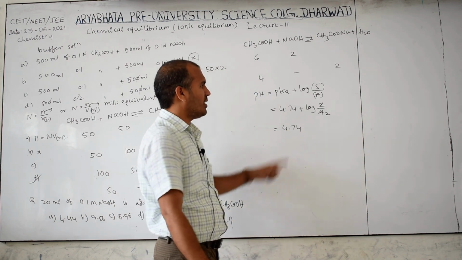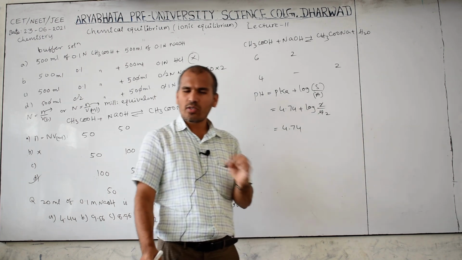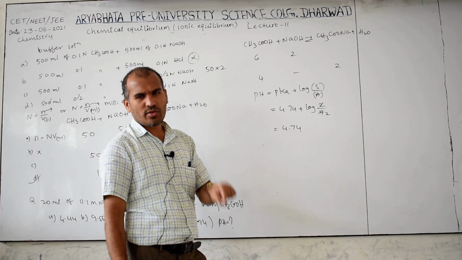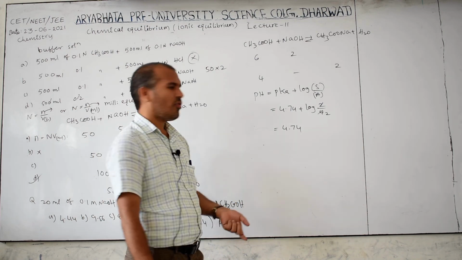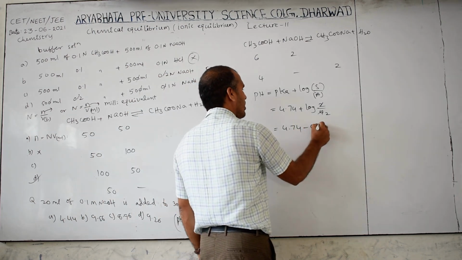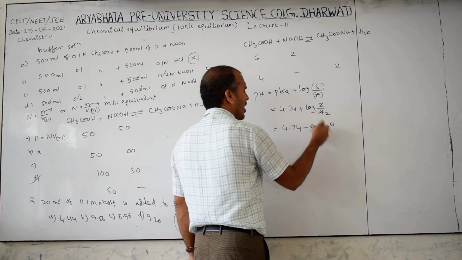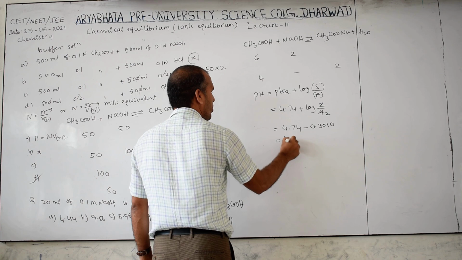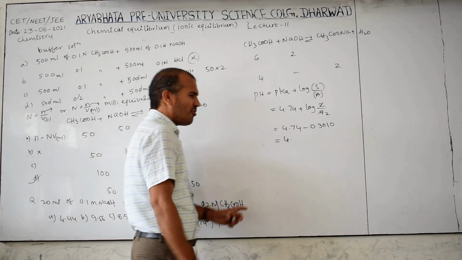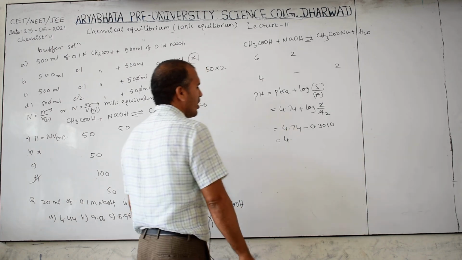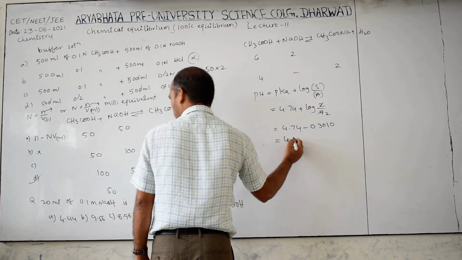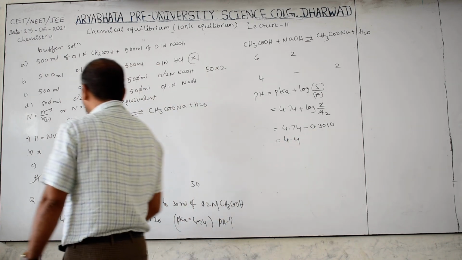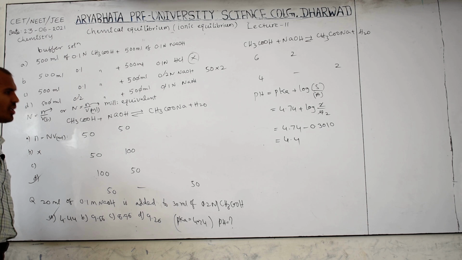Then 4.74. See, here there is 1 by 2, log 2 value how much? 0.3010. 1 by 2 means how much? Minus 0.3010, otherwise consider 0.3 only. Then what will you get? 4.7, only this one I am considering as a rough value, minus 0.3, 4.4 nearly. Therefore the answer is option A, you can calculate the rough value.